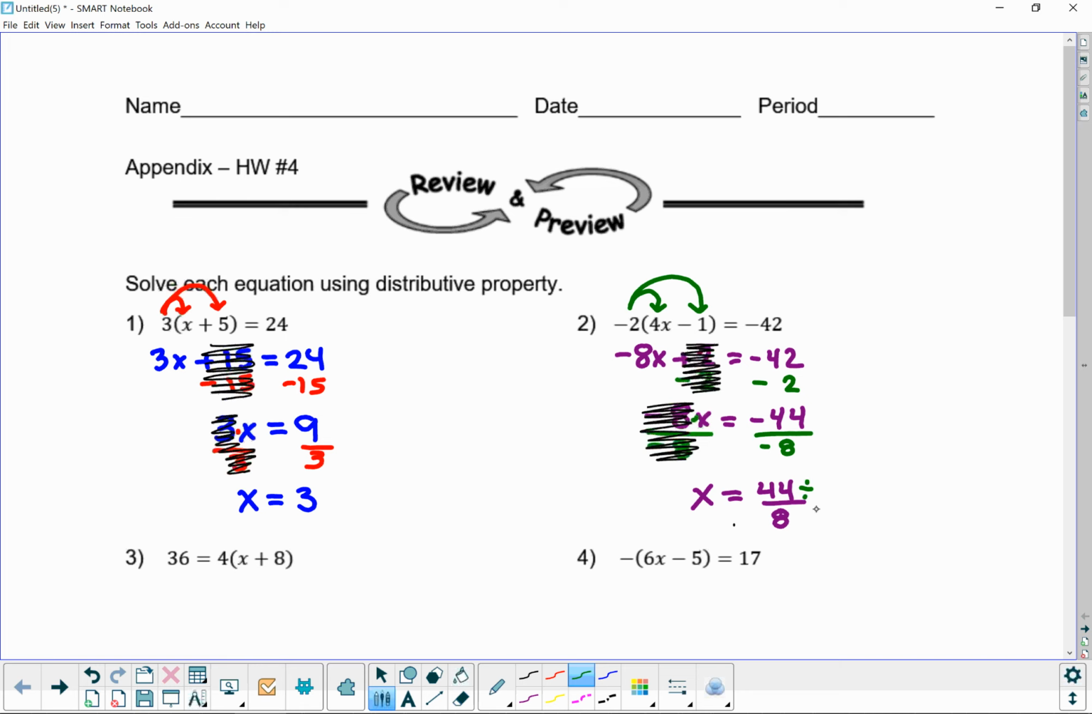Okay, and you can reduce it a little bit more. You can divide each one by 4, which comes out to 11 over 2. Okay.